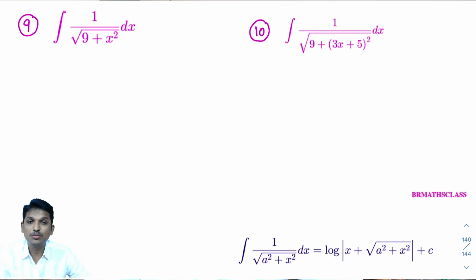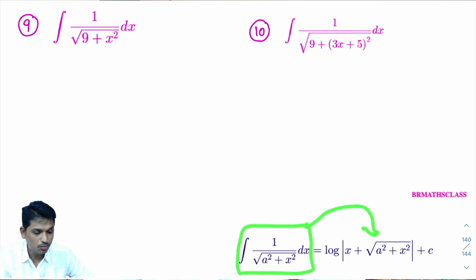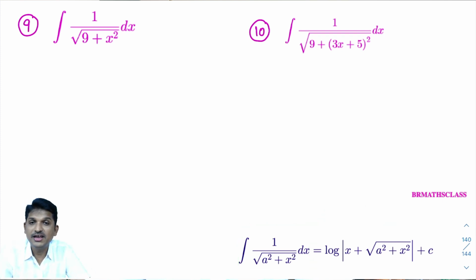Now, see this formula. Integral of 1 divided by root over a square plus x square dx is log mod x plus root over a square plus x square plus c. Important. You need to memorize this formula. Integral of 1 divided by root over a square plus x square dx is log mod x plus root over a square plus x square plus c.